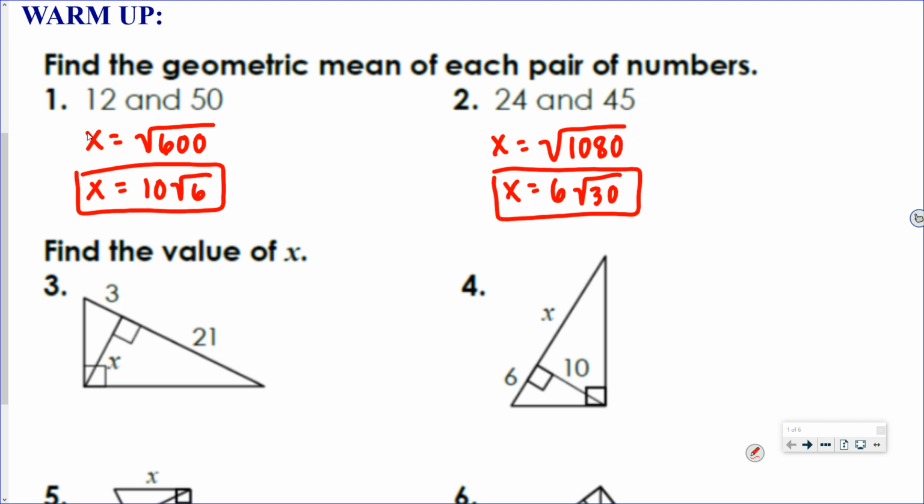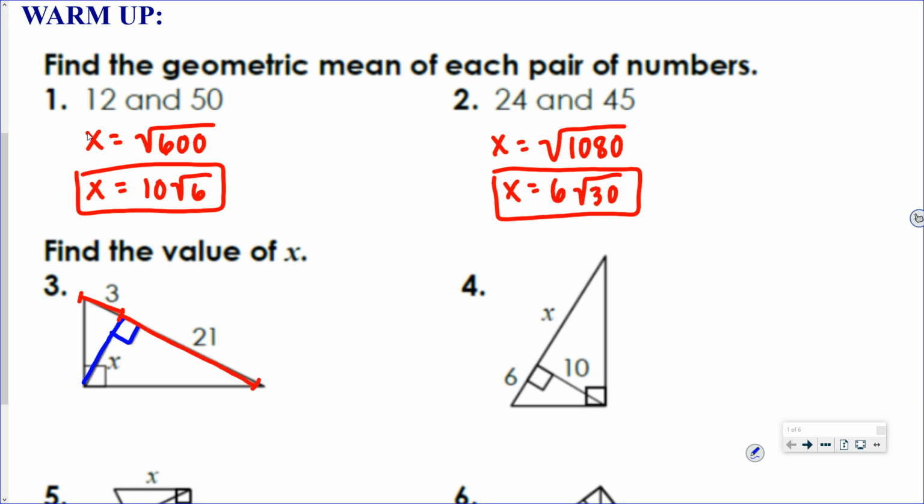Good. All right, so there's a refresher of geometric mean, and the reason why we have to know how to do that is because there's 2 big theorems we talked about with right triangles that involve finding the geometric mean. The first one we talked about was the altitude of a right triangle drawn from the right angle to the hypotenuse, so like in number 3 here. The altitude is from the vertex perpendicular to the other side, to the hypotenuse, and splits the hypotenuse into 2 segments.